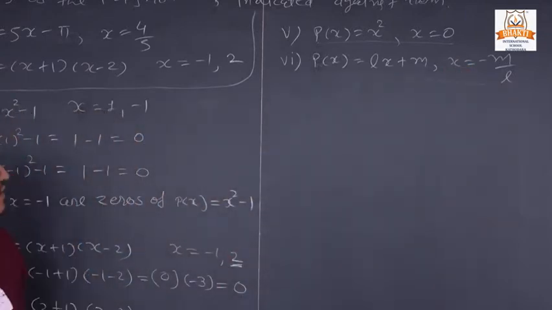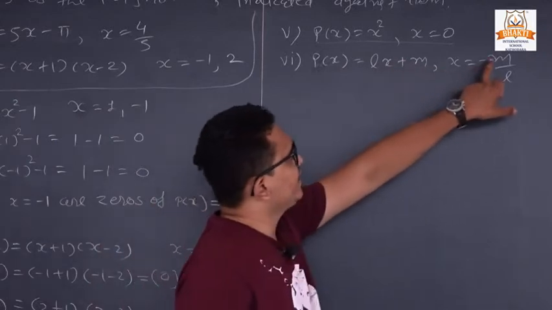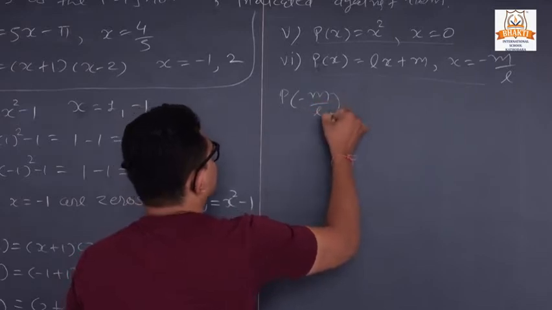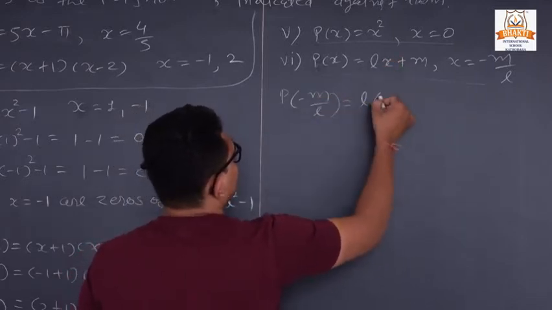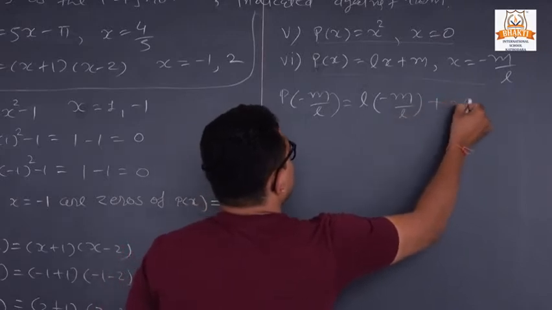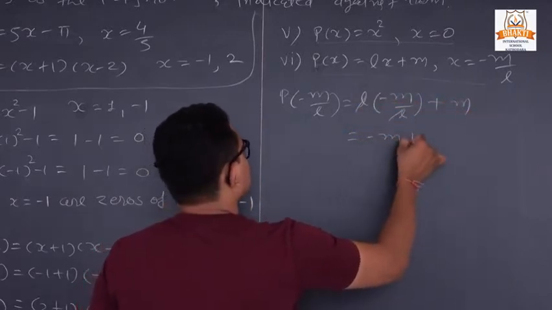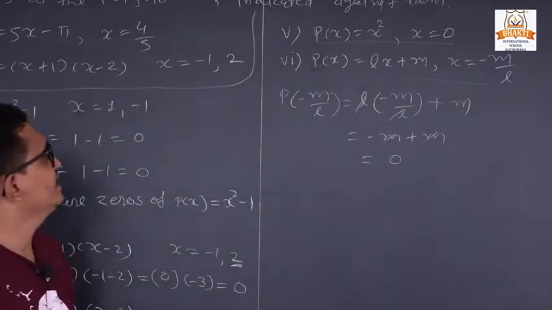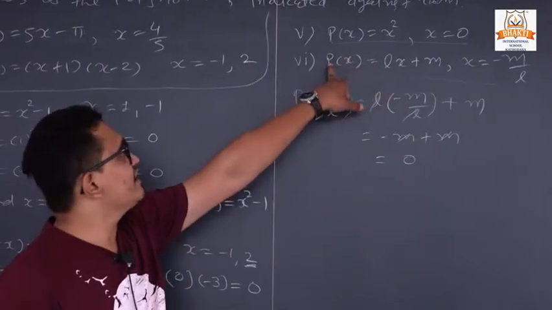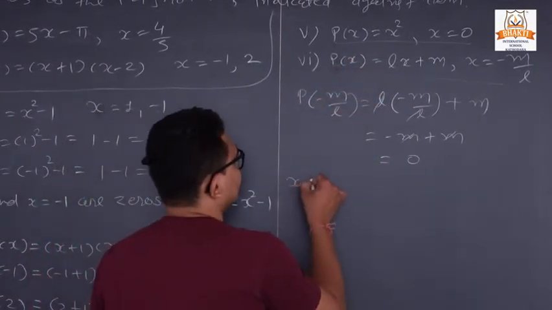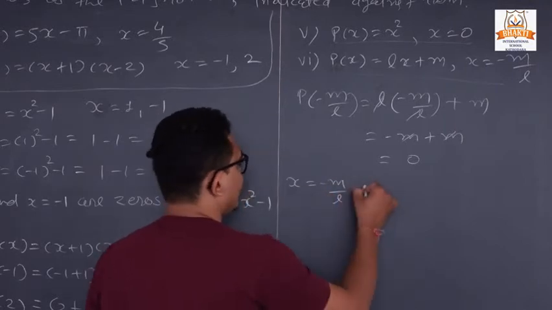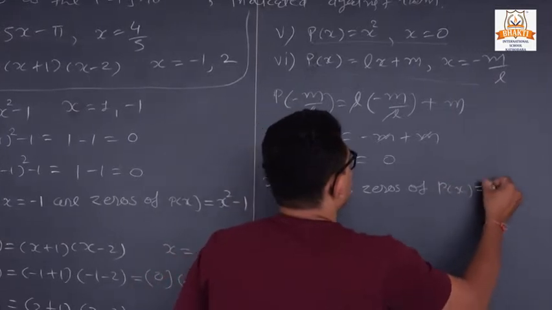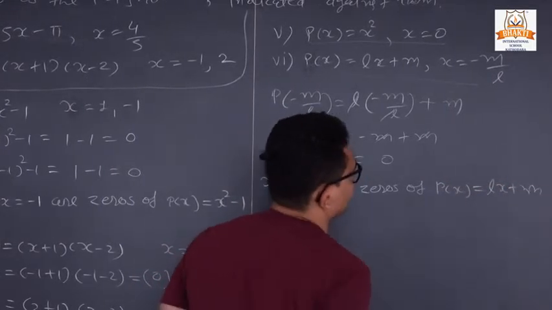In question number 6, the x value is given as minus m by L. So first of all we will put minus m upon L. So x is replaced with minus m upon L in Lx plus m. L cancels, minus m plus m, so both cancel once again. So we get 0 as our answer. Once again we can write x is equal to minus m by L is a zero of p of x is equal to Lx plus m.